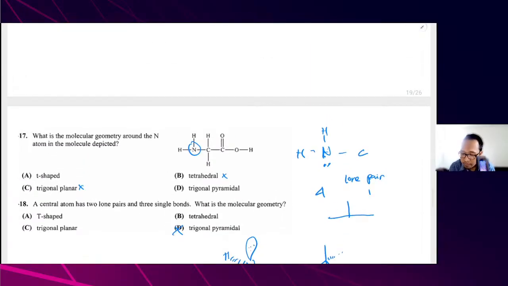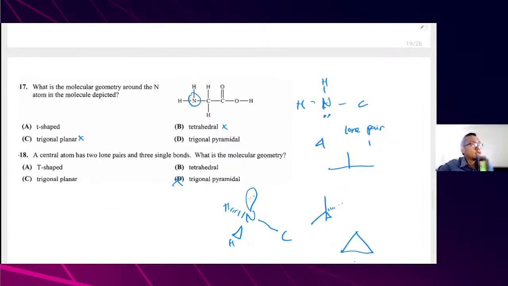Okay, trigonal pyramidal. How about the T shape? I just want to take a look at T shape. Oh, T shape always has 2 lone pairs. Yeah, it has 2 lone pairs. Okay, let's take a look at the answer. 18. The answer is A.